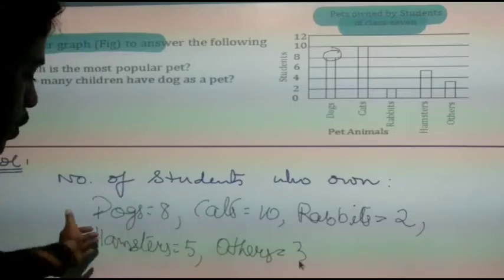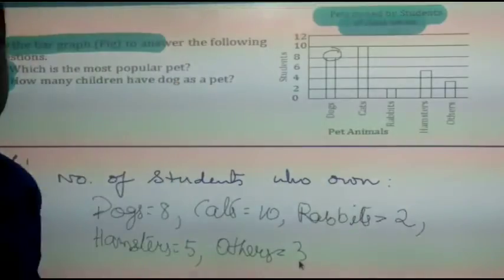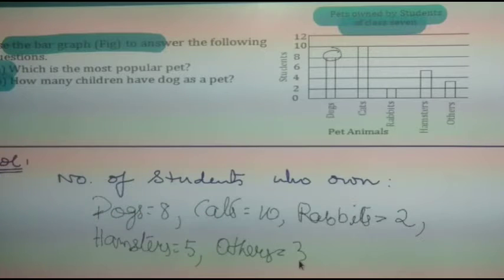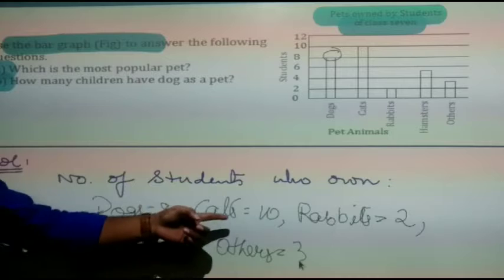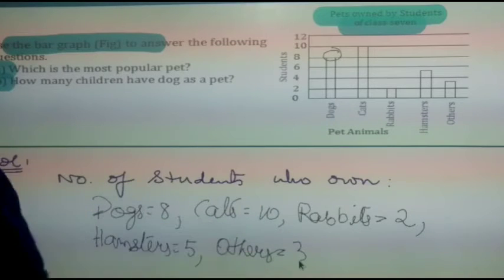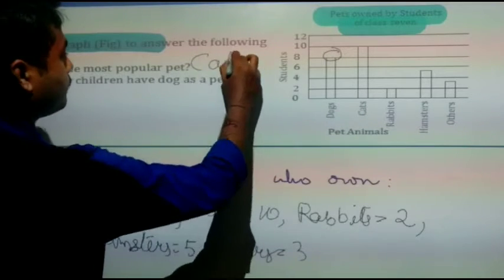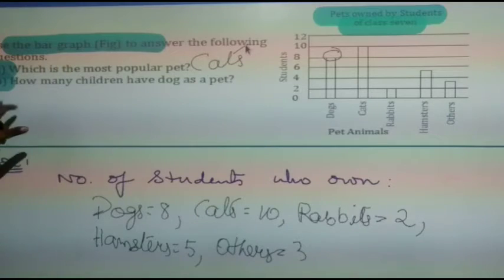Now if you consider the numbers, the first question is which is the most popular pet. If you see by the numbers, dogs is 8, cats is 10, rabbits is 2, hamsters is 5, and others is 3. That means your answer will be cats. So the first answer will be cats. Go to the next question.